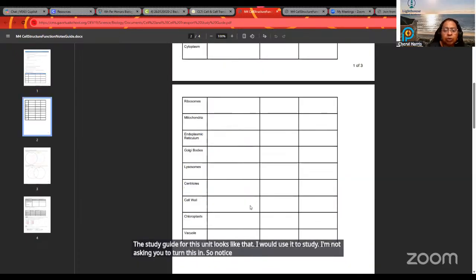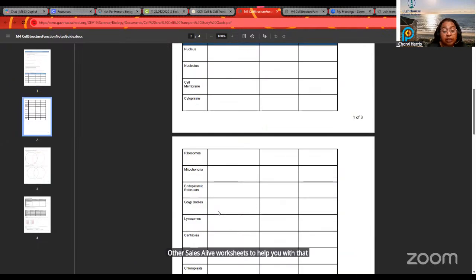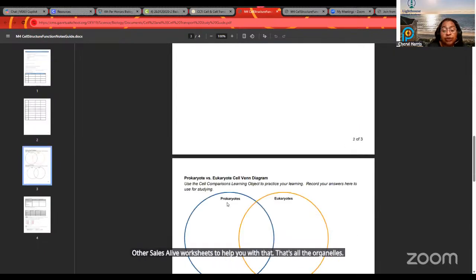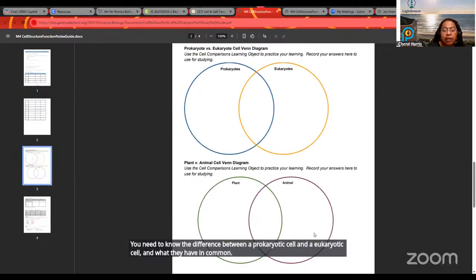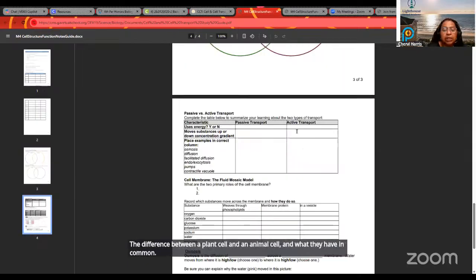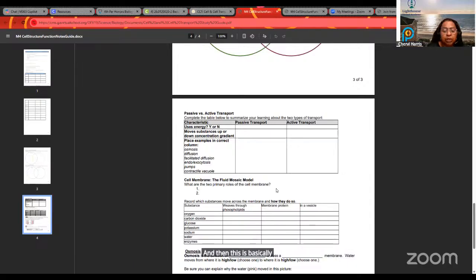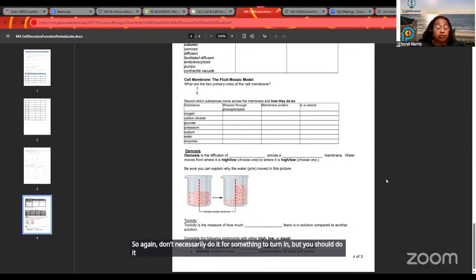So notice it wants you to know what the function is. You can use your other Cells Alive worksheets to help you with that. That's all the organelles. You need to know the difference between a prokaryotic cell and a eukaryotic cell and what they have in common. The difference between a plant cell and an animal cell and what they have in common. And then this is basically what you're working on in the other worksheet, this part here. So again, don't necessarily do it for something to turn in, but you should do it as a form of review. Okay?